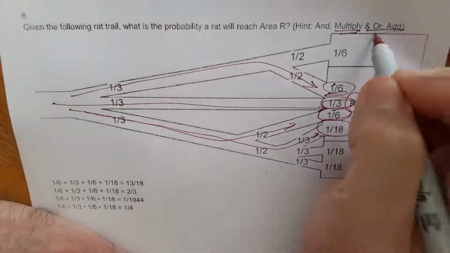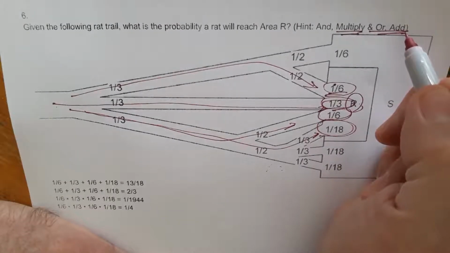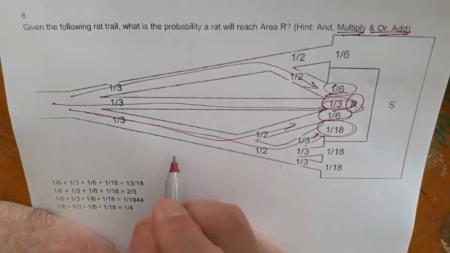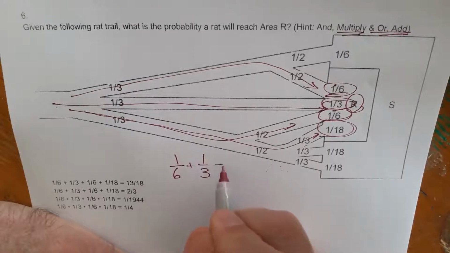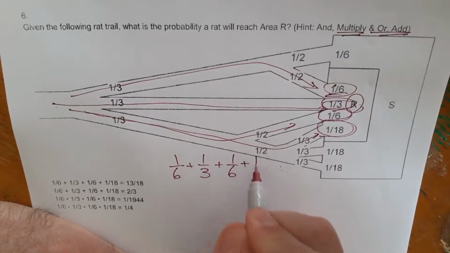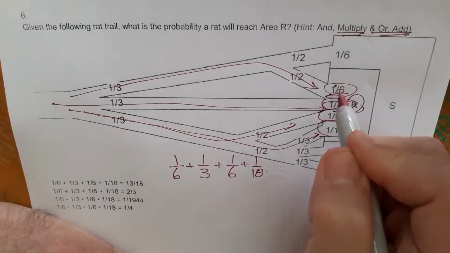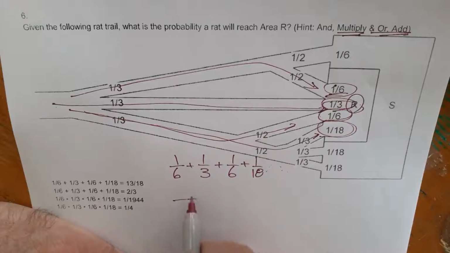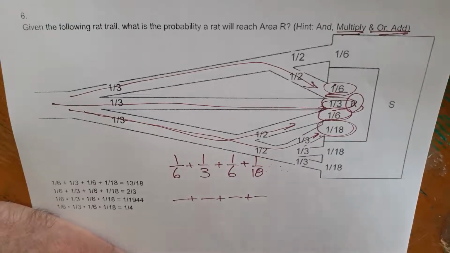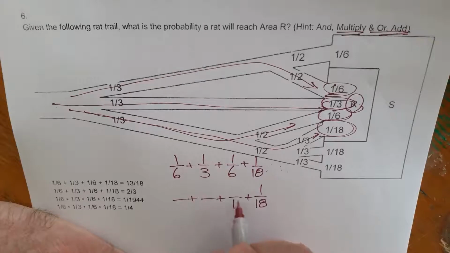So if it's or, we add the probabilities. So we're going to literally take this and go 1/6 plus 1/3 plus 1/6 plus 1/18. Now you're back to adding fractions, you guys, the dreaded common denominator. Well, does all of this go into 18? Yes, it does. So we're going to use this 1/18. We're going to keep that. We're going to put an 18 here.